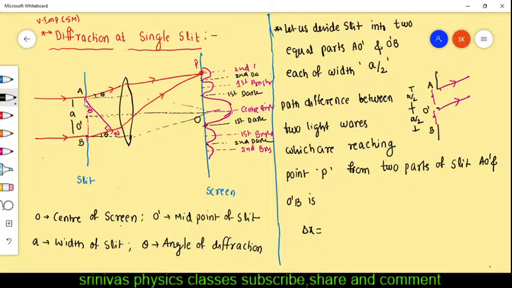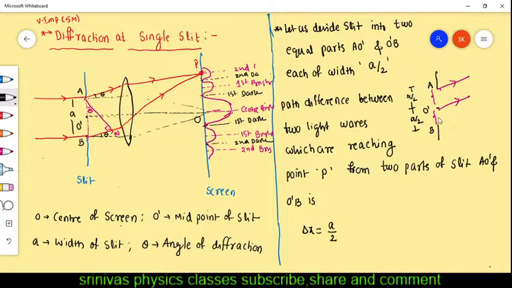If the slit width is a, one ray starts from the A edge and the other from the B edge, and the path difference formula we got is a sin theta. But here we have to write a by 2 sin theta, because the separation between the light rays is a by 2 here.